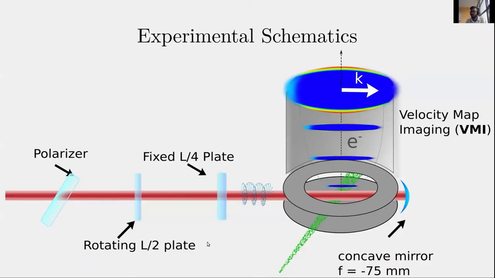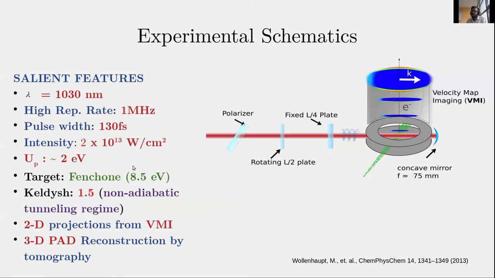Now, to realize this, we make an experimental setup. The main salient features of this setup are that we use a 1030 nanometer wavelength laser with a 1 megahertz repetition rate, and hence we can get huge statistics. The intensities are about 2 × 10^13 watt per centimeter squared, and the Keldysh parameter is in the non-adiabatic tunneling regime.